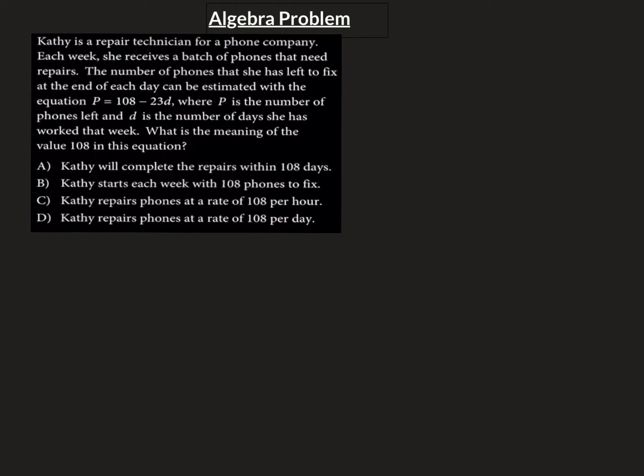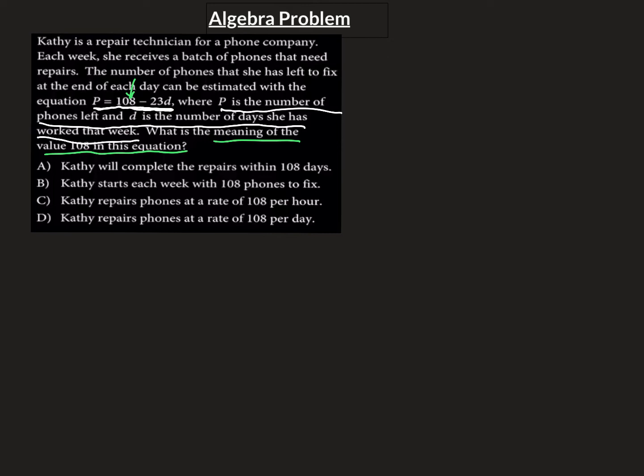So let's underline our important information to start. Important information 1 is our equation. Anytime you have an equation, you want to underline it and make sure that you note it down because it's likely important. So you have P, the number of phones left, and D, the number of days she has worked that week. And then lastly, our question is, what is the meaning of the value 108? So in the equation, P equals 108 minus 23D, what is 108?